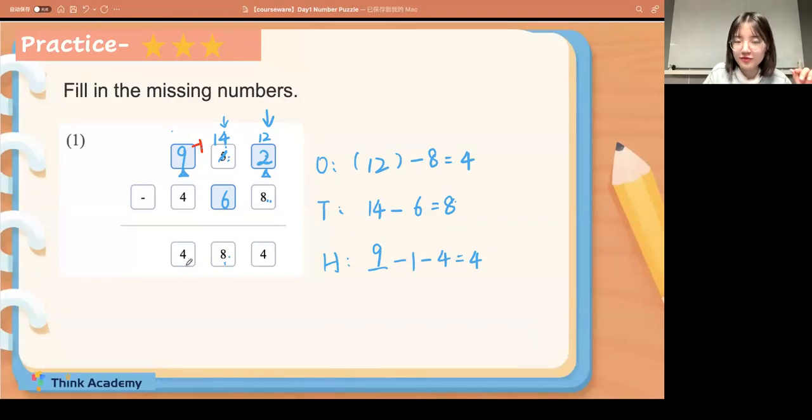8 minus 4 will be 4. So we can confirm we have the right answer. Does it make sense? Brilliant. Y for yes and N for no. Brilliant. Okay, then let's move on.